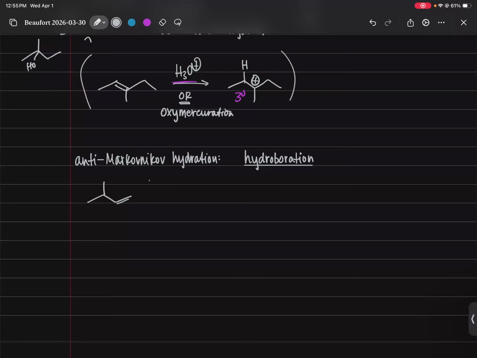And the conditions, this is another one that's two steps that are kind of written together. BH3·THF, that dot in the middle is like a math multiplication dot. Followed in a separate step by hydrogen peroxide and sodium hydroxide. If you remember, for hydrohalogenation, the way we got anti-Markovnikov was by using peroxide. And look at that, we're using peroxide again to get anti-Markovnikov. Not a coincidence.